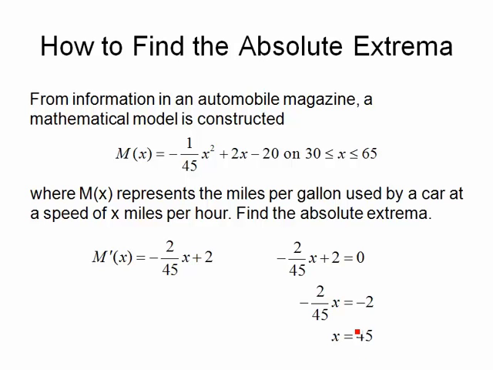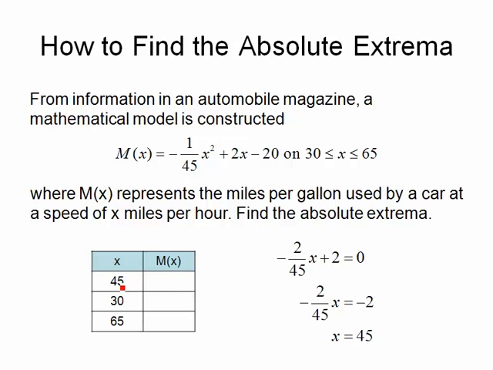So I'm going to take that number along with 30 and 65, and I'm going to put it back into the original function to see which of those points gives me the highest miles per gallon. So I've listed out my x values of 45, 30, and 65. Now I need to put those each into the function. And when I do that, 45 miles per hour gives me 25 miles per gallon. 30 miles per hour gives me 20 miles per gallon. And 65 miles per hour gives me approximately 16.1 miles per gallon.